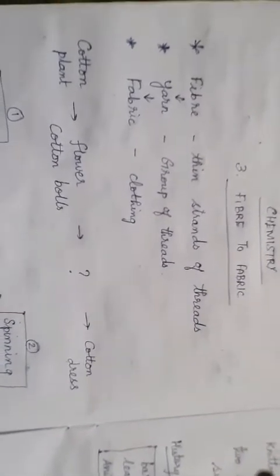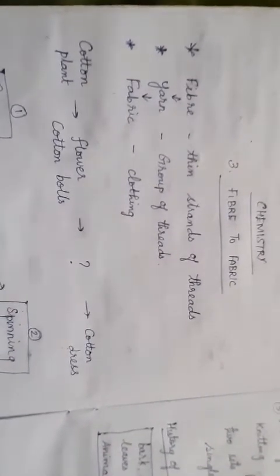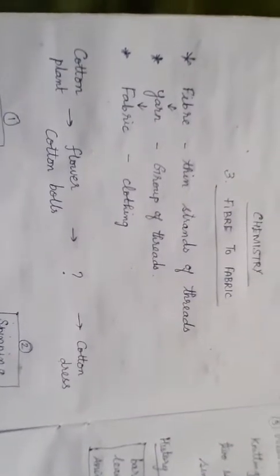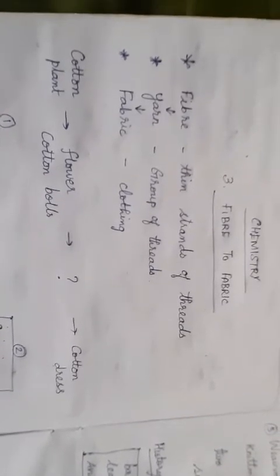Let us recall what we saw in this chapter. We first saw what is meant by fiber. Fiber means thread. Then when the threads are grouped together, we got our yarn. Once the yarn is ready with different colors, we made the fabric. That is your clothes. Then we saw the two types of fibers. What are the two types of fibers? Natural fiber and synthetic fiber.